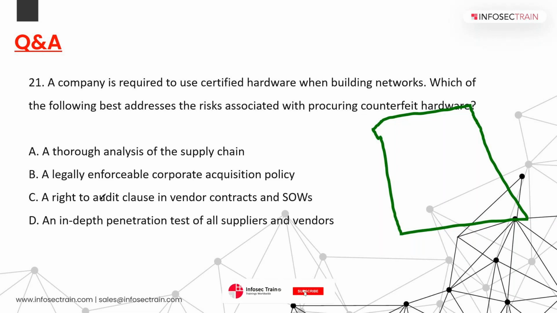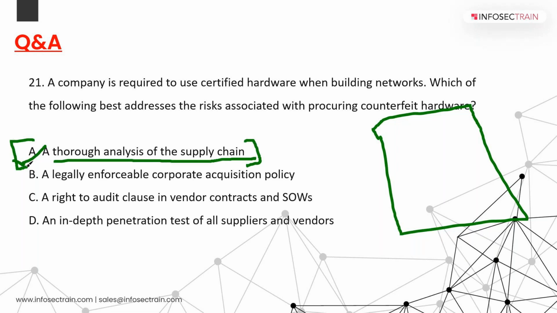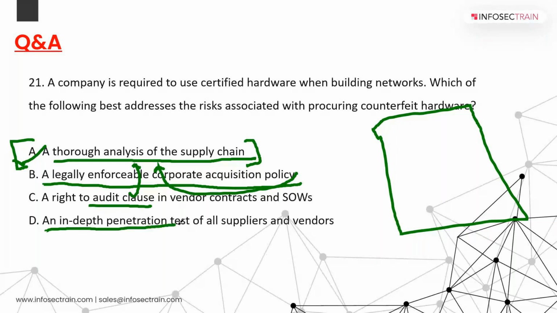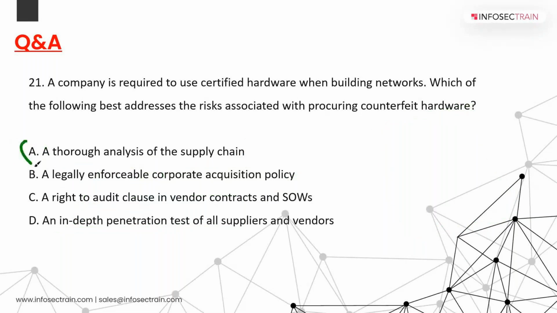So this is called the supply chain, and you see that this is the option that suits it best, a thorough analysis of your supply chain. This is the most ultimate answer. Why? Because the legally enforceable corporate acquisition policy also comes under the supply chain, right? The audit clause also comes under the supply chain. The in-depth penetration testing also comes under the supply chain, right? So if you have a thorough analysis of the supply chain, the penetration testing, audit, and corporate acquisition policy, all will be part of it. So in this case, a thorough analysis of your respective supply chain is important.